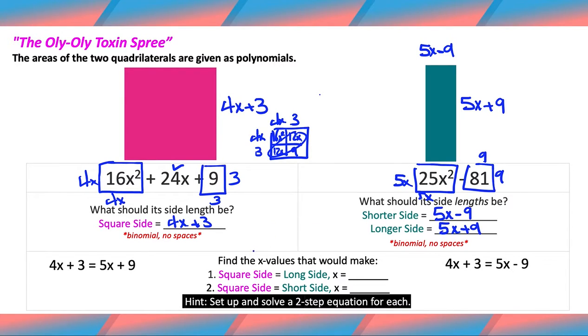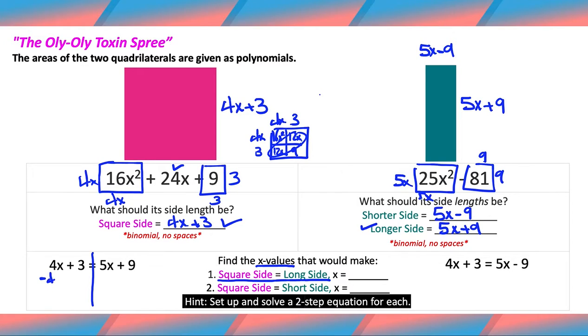Okay, bonus question. It says, find the x values that would make the square side equal the long side. Oh, so if you want to find when the square side equals the long side, you literally set the square side equal to the long side. So as you can see, I've got it set up already. 4x plus 3, when does that equal 5x plus 9? Well, if you want to figure out when two things are equal, you literally set them equal to each other and you solve with your algebra skills.